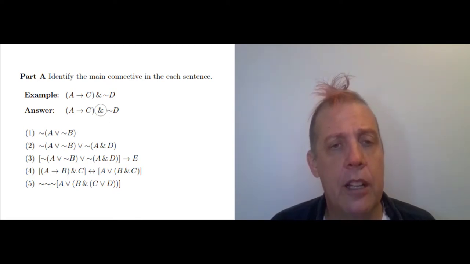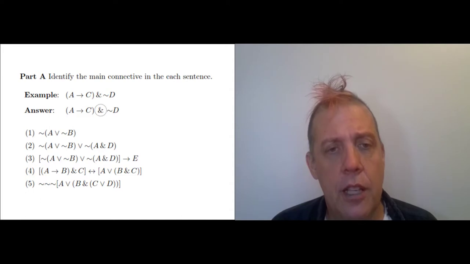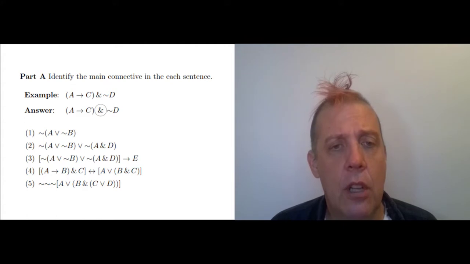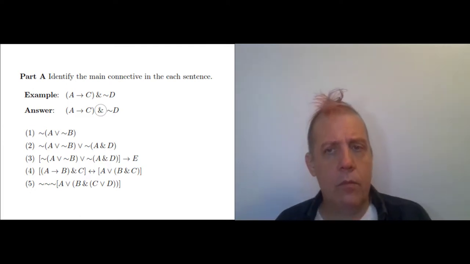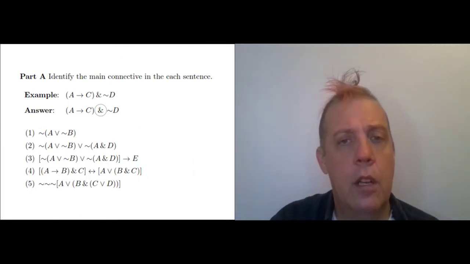Another way you can think about it is that the AND unites everything in that sentence. The AND unites A implies C, and it unites not D. Whereas the not in not D just modifies the D. And because of the parentheses, the conditional in A implies C just talks about A and C. All right.